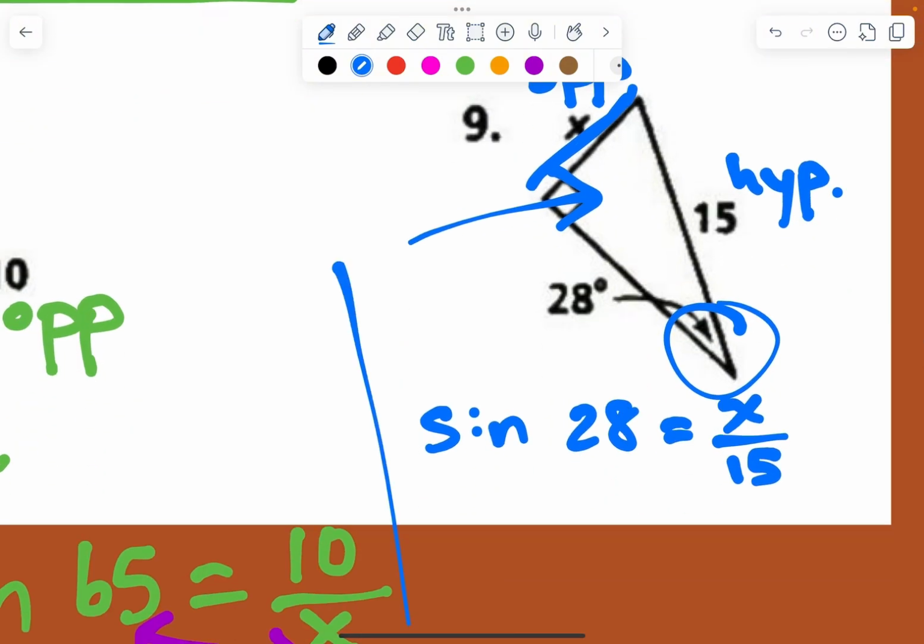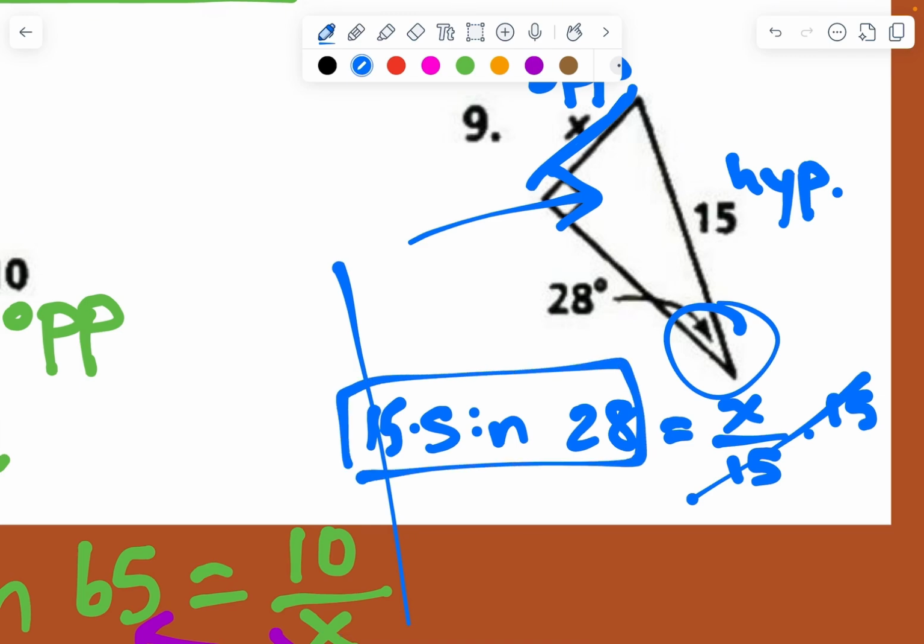The algebra on this one, to undo divide by 15, we multiply by 15 on both sides. So those cancel out. And then you're going to type this in on your Desmos, and the answer that you get is 7.042, and it keeps going.